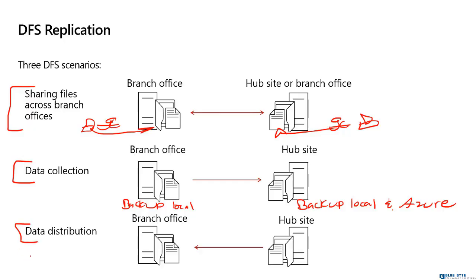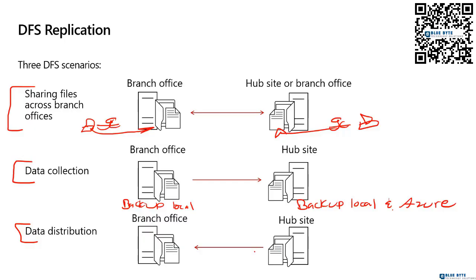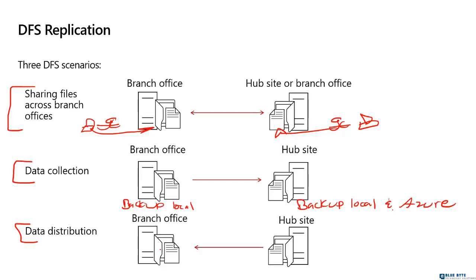You could also have the opposite approach, data distribution, where I have a folder in my hub site and I want to push the content from this folder out to my branch office. I simply save it here and it replicates down to your branch office. But any way you think about this, it is nothing but I put data in a folder and the data replicates. This can be bidirectional, like this, where it goes from one side to the other and back. It could be just one way, where it replicates from the branch to the hub, or it could replicate from the hub to the branch. So either bidirectional or unidirectional, depending on what your goal actually is.